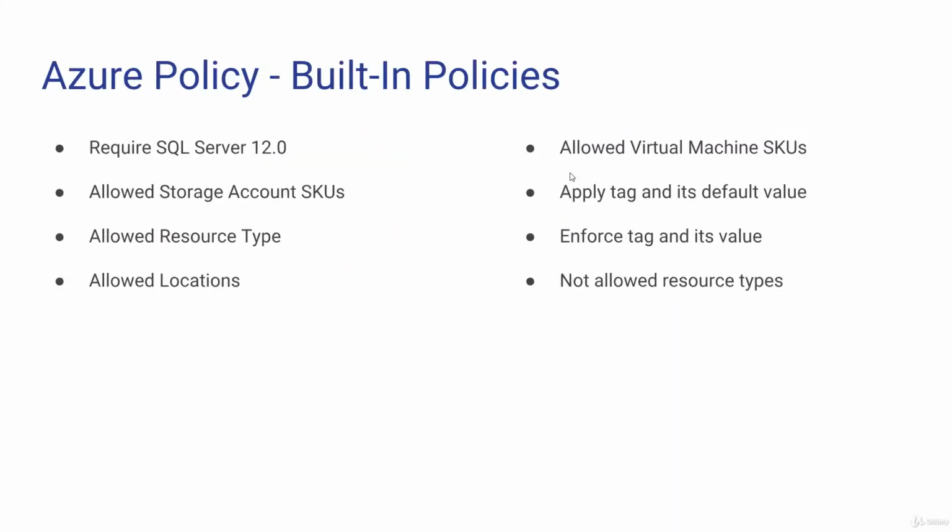For example, here are a small selection of the built-in policies that you can optionally choose. We already talked about applying a tag and its default value or enforcing a tag, but you can actually restrict your subscription to only certain virtual machine SKUs, or only certain resource types, so that you can create virtual machines but you can't create web apps, or vice versa. You can restrict it to certain geographic locations in terms of regions, etc. So there are a number of these default policies that you can choose from. You can also create your own policies. Let's switch over to the Azure portal and we can examine the Azure Policy Service.